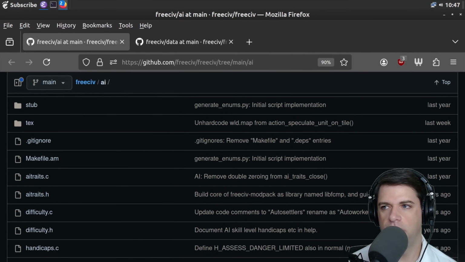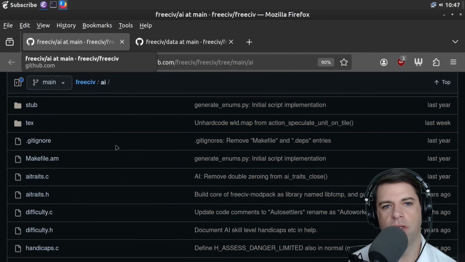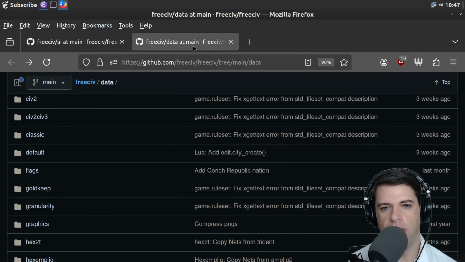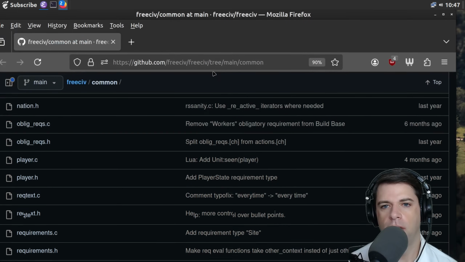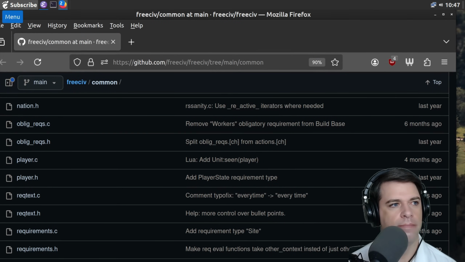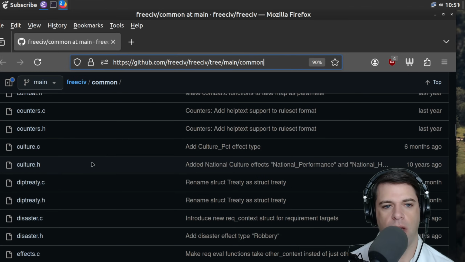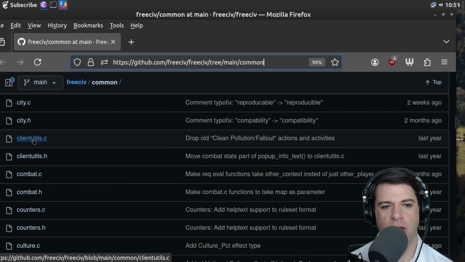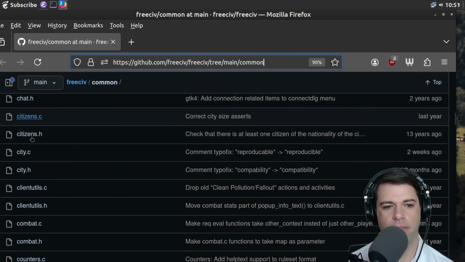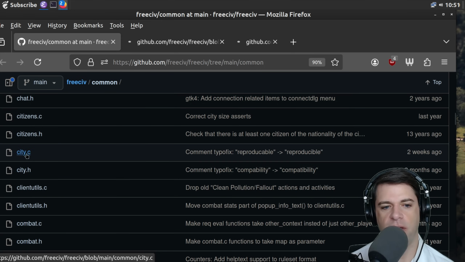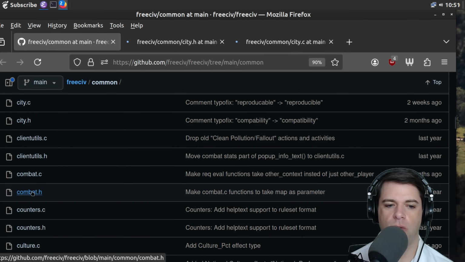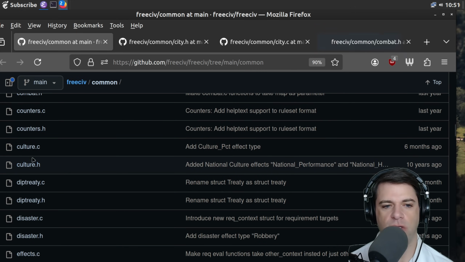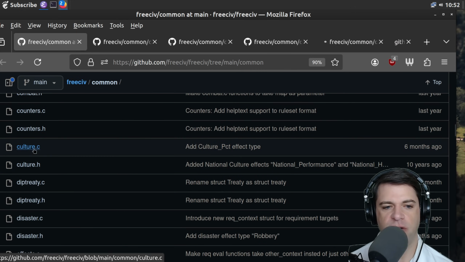So let's minimize this Firefox window that has the AI and data folders, and let's focus on common. And we see a bunch of stuff. We see city, client utils. Let's look at city, both the header and the implementation. Combat, we'll look at the header. I'm not the most interested in combat. Culture, I am interested in.